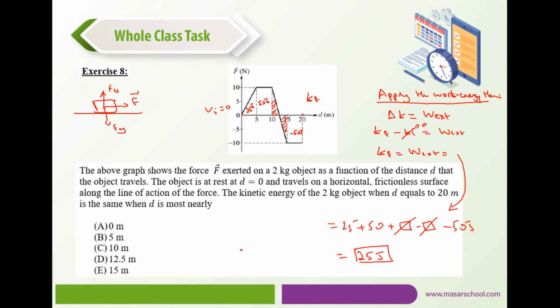Now let me again read the exercise and understand what they're asking for. They're telling us the kinetic energy of the 2 kg object when d equals 20 meters is the same as when d is most nearly. So if you think about it, energy is being added and extracted from the system. So basically that would be equal just to 5, because all of these cancel each other. So basically just when d is equal to 5 meters.